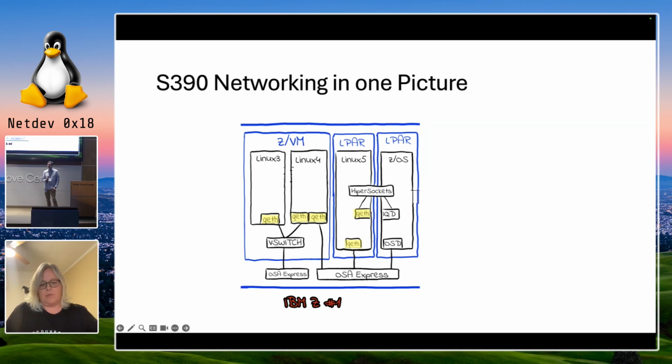Or we have another type of virtual channel that is HiperSockets. That is implemented in Z firmware and connects LPARs on the same machine, and is also represented as a QETH device to Linux. And the data is moved just by memory moves by firmware. So it's very low latency and quite high throughput.